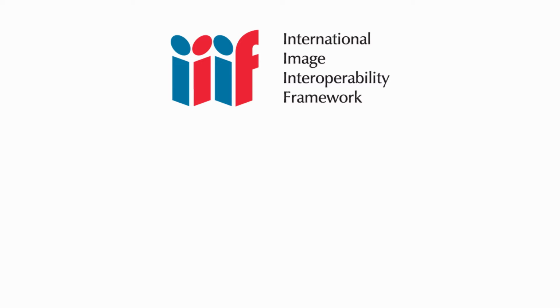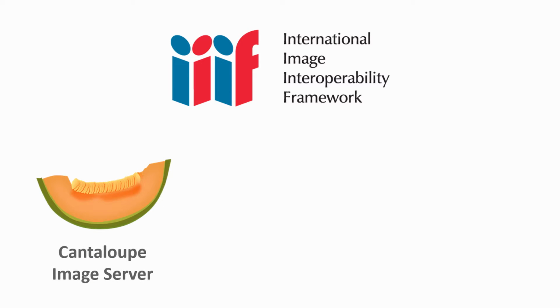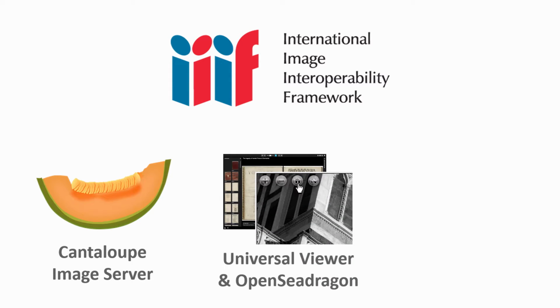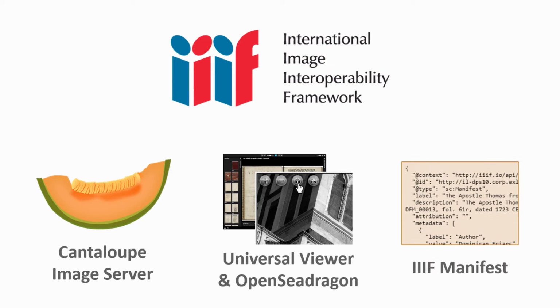Rosetta provides IIIF support via the following three components: a built-in IIIF-compliant Cantaloupe image server, IIIF-compliant viewers, both the Universal Viewer and the OpenSeaDragon, which provide advanced image viewing features and support formats such as TIFF, JPEG, and JPEG 2000. And exporting a IIIF manifest for the images, which is used for the communication between the IIIF server and viewer. The manifest can be used to view the images in any IIIF-compliant viewer.